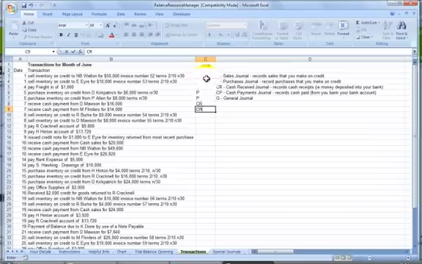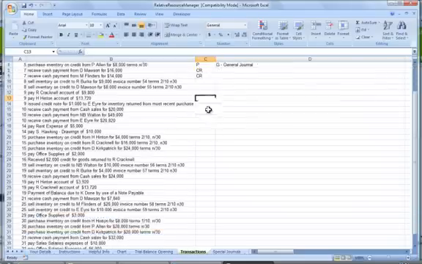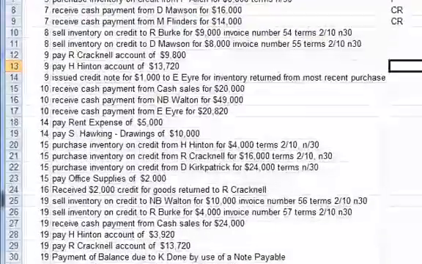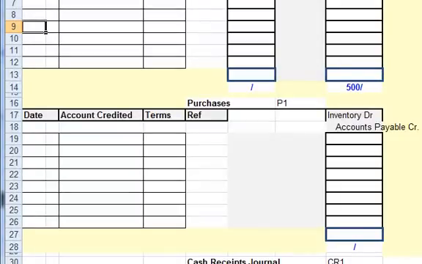So you can continue to go down here and identify which journal a particular item goes through. Now you don't need to do that, but it may be a good learning experience, and some of you may find it helpful. You've got to identify this, because then it comes to entering stuff in the special journals. So let's move on to the special journals.